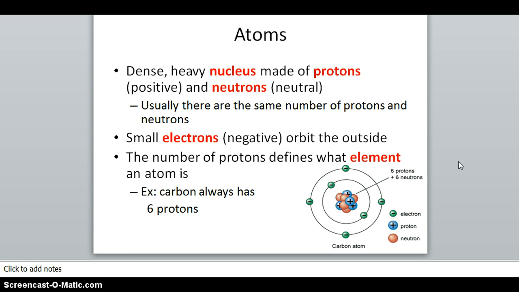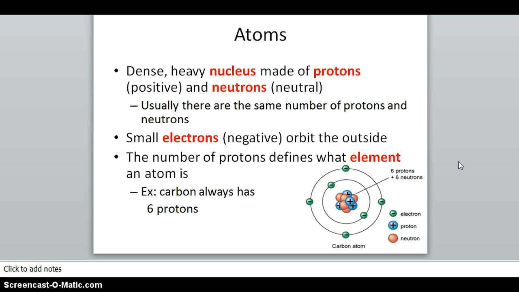Atoms are the building blocks of all matter. The periodic table shows that there are many different types of atoms called elements, which each have unique properties due to their structure. All atoms have similar structure. They all have a dense, heavy nucleus in the center made of two smaller particles, sometimes called subatomic particles because they're smaller than an atom. Protons have a positive charge and neutrons are neutral.